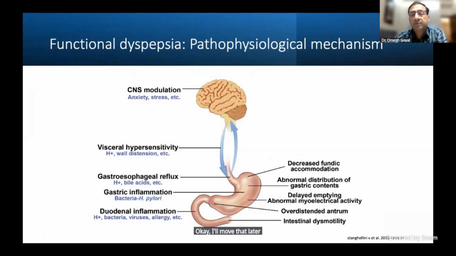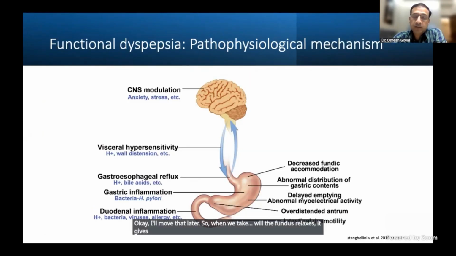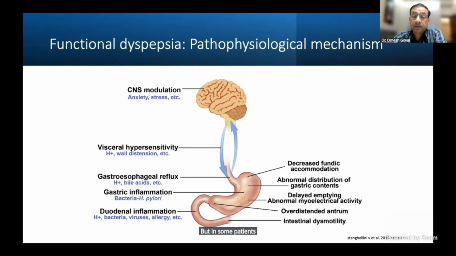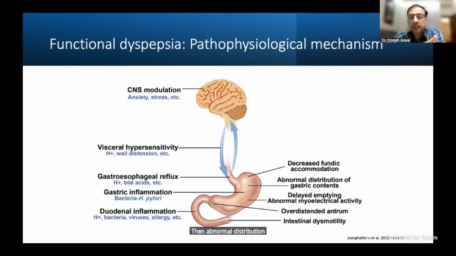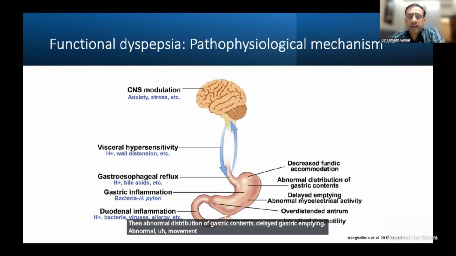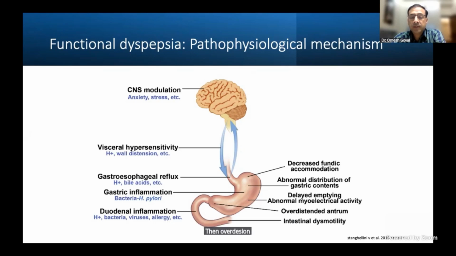So when we take a meal, the fundus relaxes. It gives space for the food to stay there. But in some patients, this mechanism is defective. So this fundus cannot accommodate, and this will lead to postprandial type of dyspepsia, the PDS symptom, which we call. Then abnormal distribution of gastric contents, delayed gastric emptying, abnormal movement that happens in diabetic patients. So again, that is not a true functional dyspepsia. Then over-distension of antrum and intestinal dysmotility all may be linked to dyspeptic symptoms.